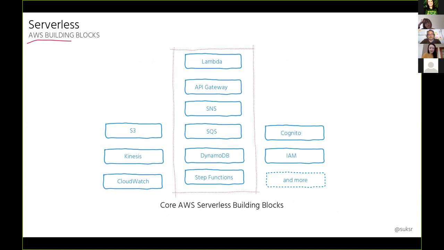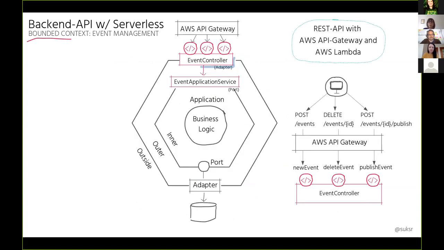So serverless on AWS, for example, comes with core building blocks that you can wire together and build a serverless application itself. So let's create an example using the combination of hexagonal architecture and domain-driven design. Let's say we would like to build a backend API with serverless on AWS for our bounded context of event management.